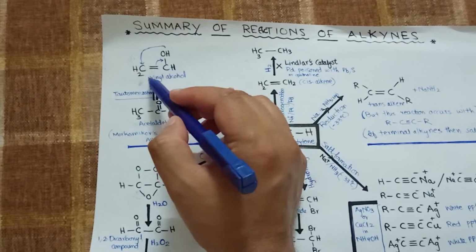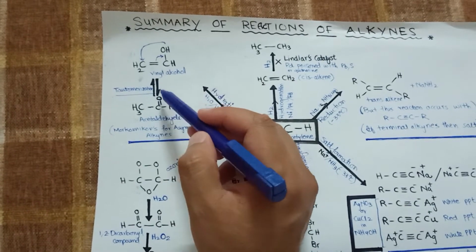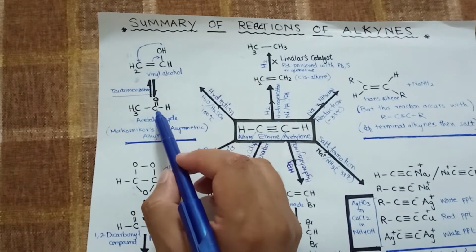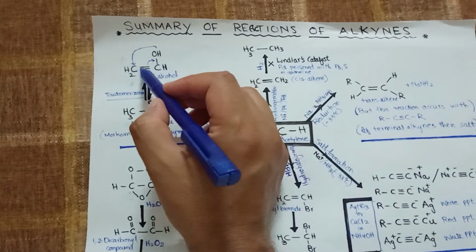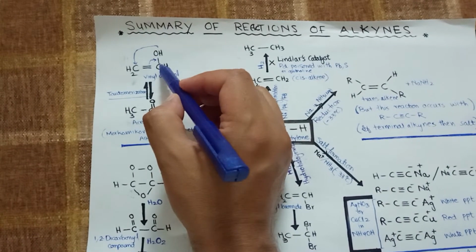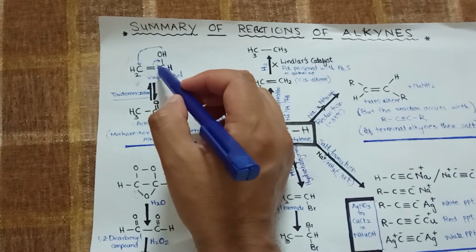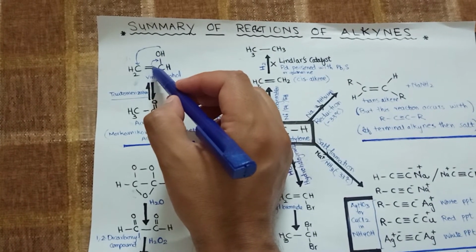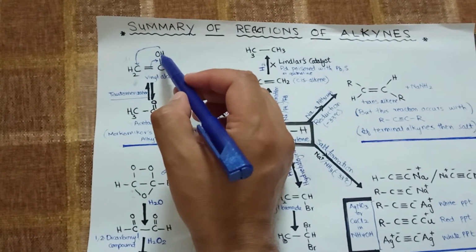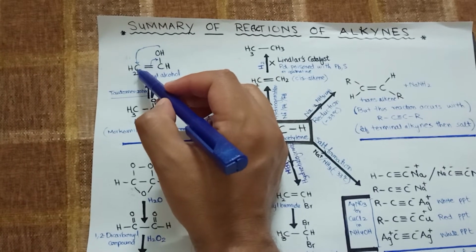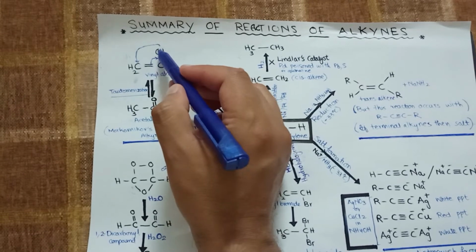And this vinyl alcohol is in tautomerization, or in chemical equilibrium, with the acetaldehyde or ketone. So this is the enol form, where we have a carbon-carbon double bond and the same carbon is attached with a hydroxyl group. This is called the enol form. And in this enol form, this double bond can shift here and this hydrogen will shift towards this carbon. And this double bond will be shifted towards this carbon and oxygen.